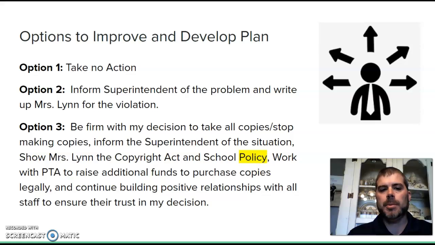Options to improve and develop a plan. Option number 1 would be to take no action. Option number 2 would be to inform the superintendent of the problem and write up Mrs. Lynn for the violation. Option 3, be firm with my decision to take all copies and stop making copies. Inform the superintendent of the situation. Show Mrs. Lynn the Copyright Act and school policy. Work with the PTA to raise additional funds to purchase copies legally. And continue building positive relationships with all staff to ensure their trust in my decision.